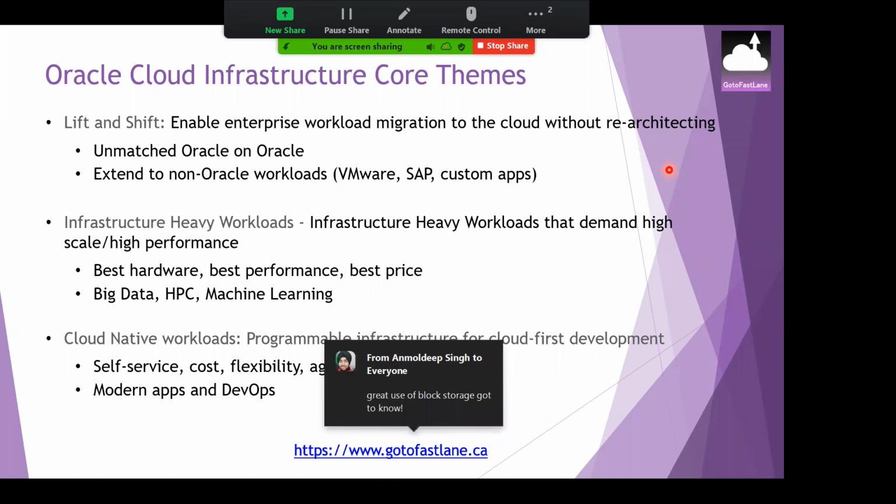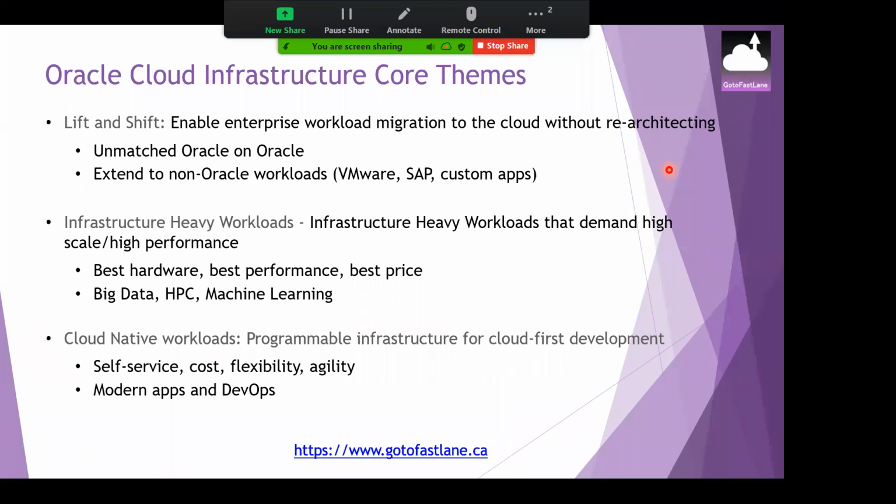Next, this slide is what all of you should have been waiting for since the beginning of the session. These are the core themes around which we are going to structure the groups of students to work and create proofs of concept. The core themes around Oracle Cloud Infrastructure are lift and shift, also called move and improve, infrastructure heavy workloads, and cloud native workloads. The first one is lift and shift, and as you have seen, one of the projects we discussed for the YCC team was lift and shift.